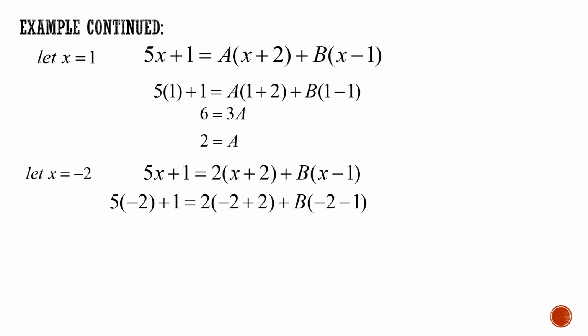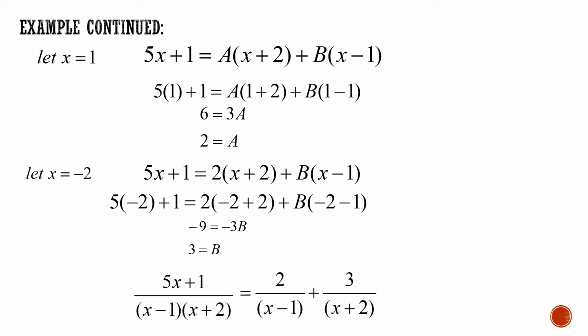So replace x with negative 2. We get 5 times negative 2 plus 1. Negative 2 plus 2 is 0. That cancels out. And then, of course, negative 2 minus 1. When I solve for b, I get b to be 3. Well, there we go. We just broke it down into partial fractions. 5x plus 1 over x minus 1 times x plus 2 is equal to 2 over x minus 1 plus 3 over x plus 2. And there you go.